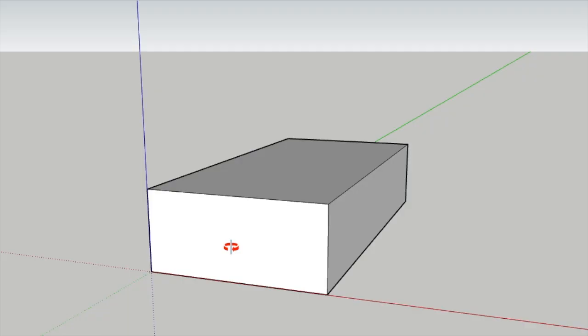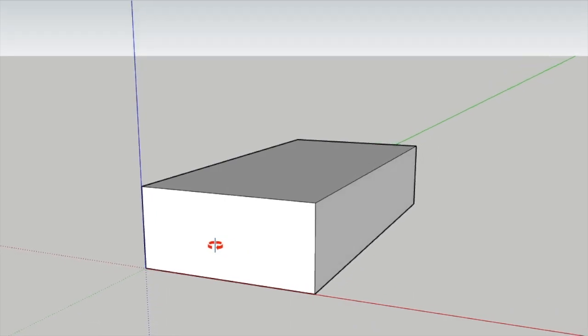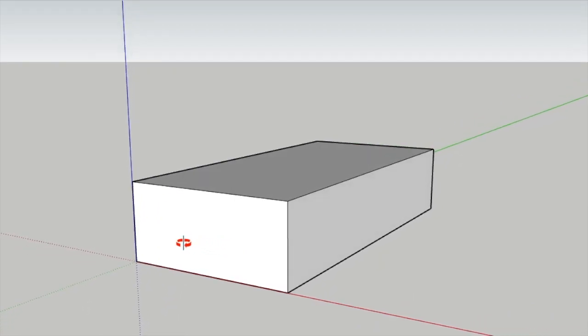Two-point perspective uses 2 sets of orthogonal lines and 2 vanishing points to draw each object. To demonstrate this, let's look at this brick.